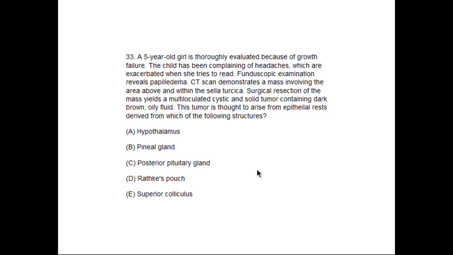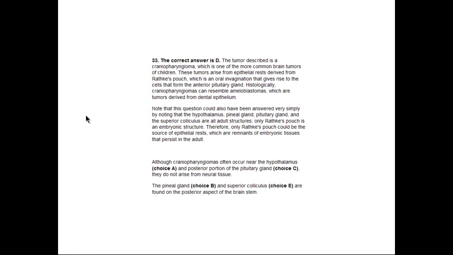The pituitary, right? Surgical resection of the mass yields a multiloculated cystic and solid tumor containing dark brown oily fluid. The tumor is thought to arise from epithelial rests derived from which of the following structures? A rest refers to an embryonic cell that persists into adulthood. Where did it come from? Well, it didn't come from the neural pituitary gland. It came from the glandular portion, which comes from Rathke's pouch.